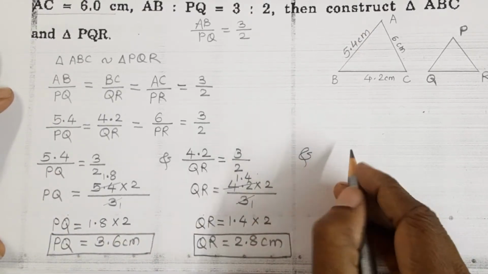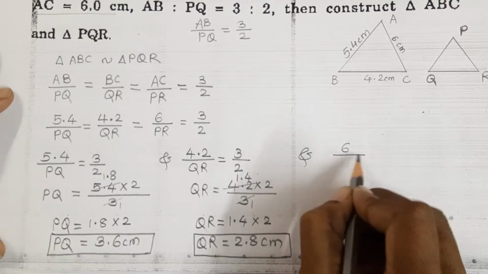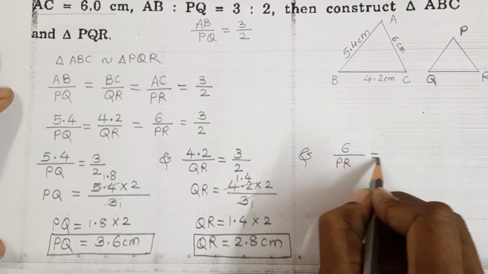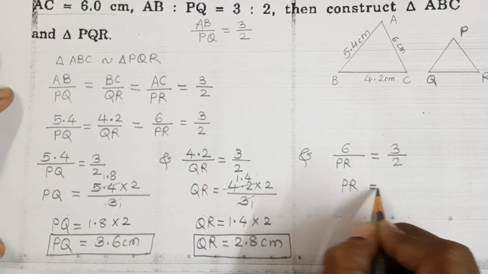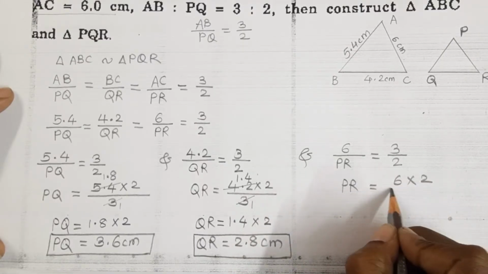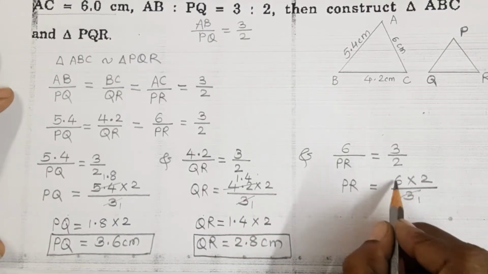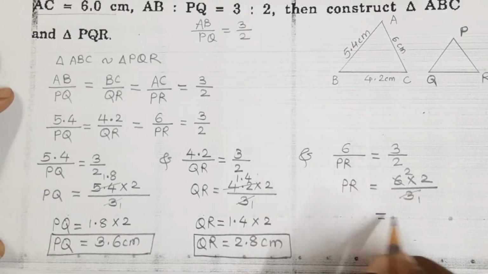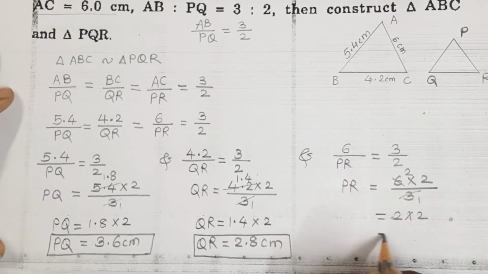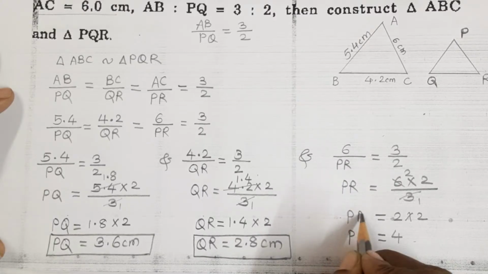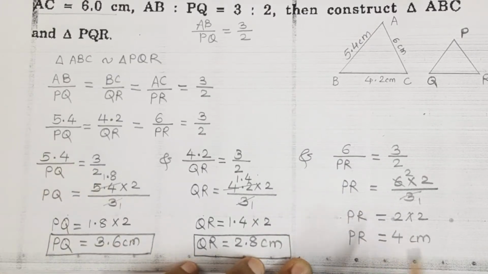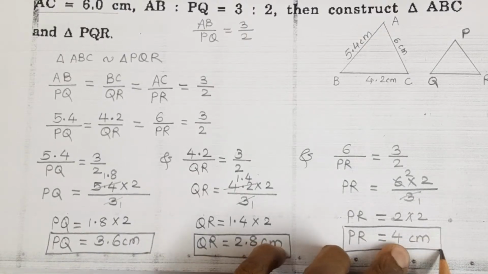Then next one ratio, 6 upon PR is equal to 3 upon 2. So PR is equal to 6 multiply 2 divided by 3. 3 twos are 6. So 2 multiply 2, which is equal to 4. So here students, PR is equal to 4 centimeter.